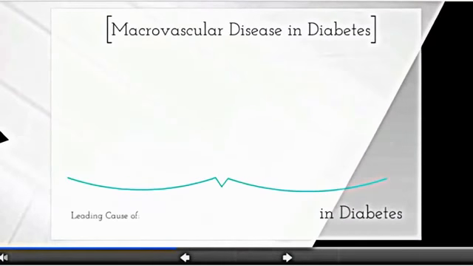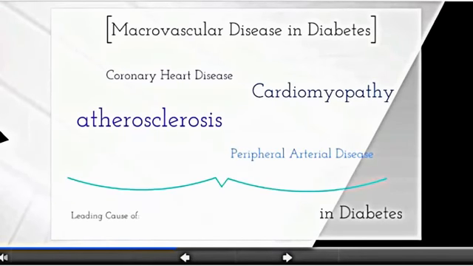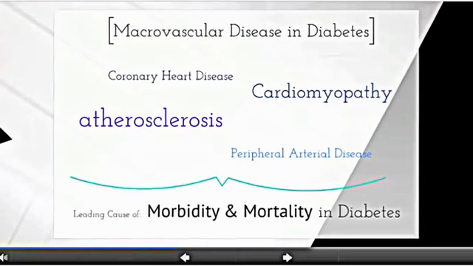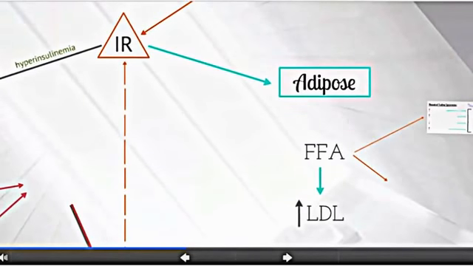Insulin resistance also plays a pivotal role in the development of macrovascular diseases, the leading cause of morbidity and mortality in diabetes. As previously mentioned, the increase of free fatty acids from adipose tissue promotes enhanced triglycerides and very low-density lipoprotein cholesterol synthesis. As a result, HDL cholesterol levels decrease and LDL cholesterol concentration increases, a metabolic disorder called hyperlipidemia.